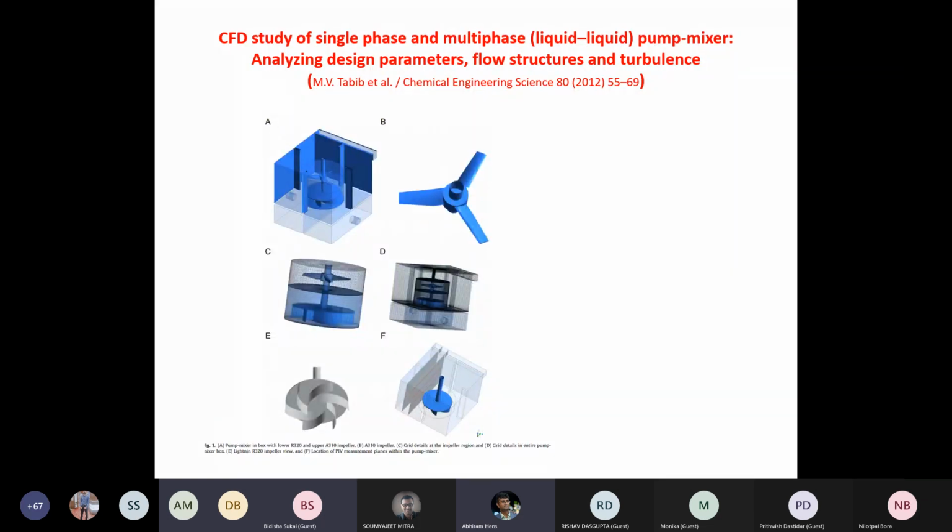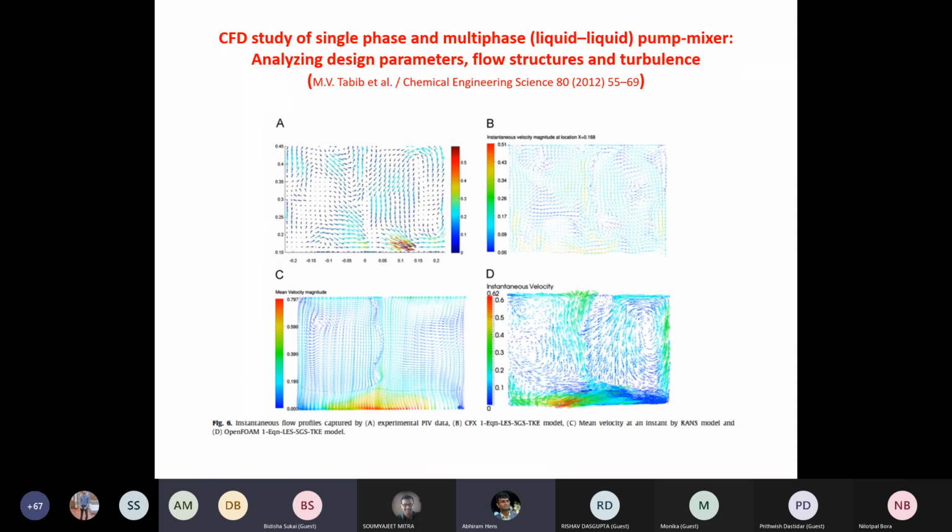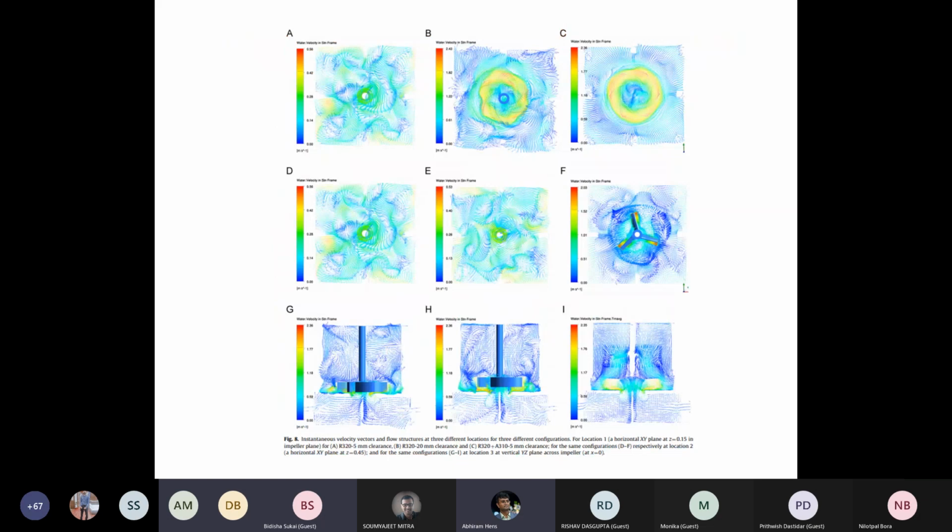This is a stirred tank sort of thing, as you can see, and you can see the flow profile that is captured by experiment. This is the experimental data, and you can match the same results with the simulated data. These are simulation data, CFD-based simulation data, and you can get the entire flow structure of the domain. Okay, so these are the top views at different cross sections.